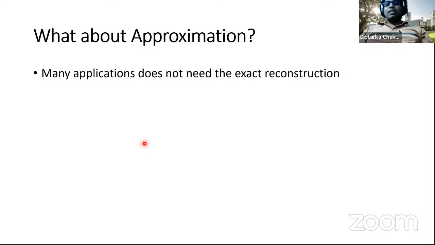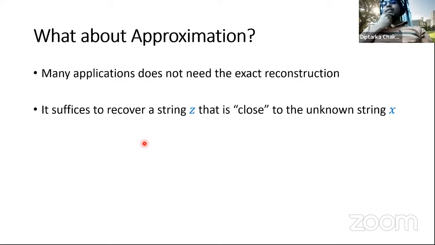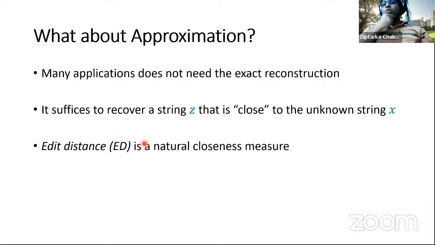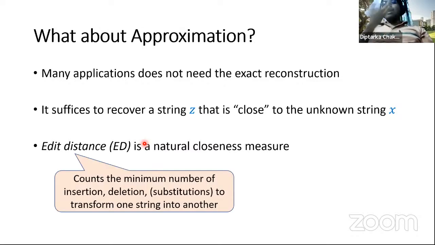So what is the approximation here? What we essentially want is to recover a string Z that is close to the unknown string X. There are different closeness measures that people consider, but one natural one is the edit distance. And why is this natural? Because in the first talk of this session, we have already seen the definition of the edit distance. It is the minimum number of insertion, deletion, or substitution operations needed to transform one string into another. From the definition, you can see that this distance measure is very natural for this problem, because our noise channel also inserts this edit noise. That is the reason we consider edit distance as the closeness measure.